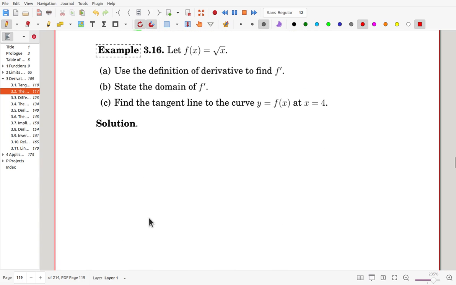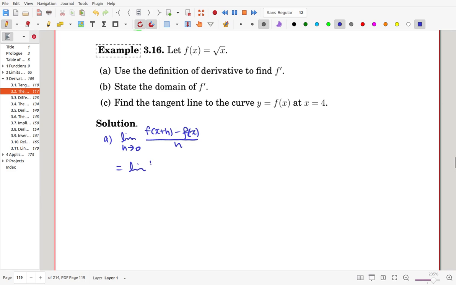Okay, let's see this example. f(x) equals square root of x, and we want to use the definition of derivative to find f prime. Here, the limit as h approaches 0 of (f(x+h) minus f(x)) divided by h. That is the definition.